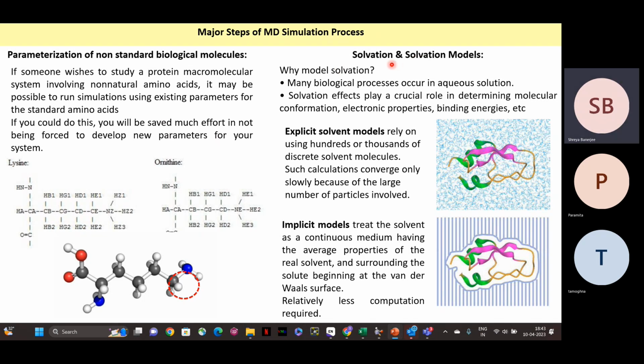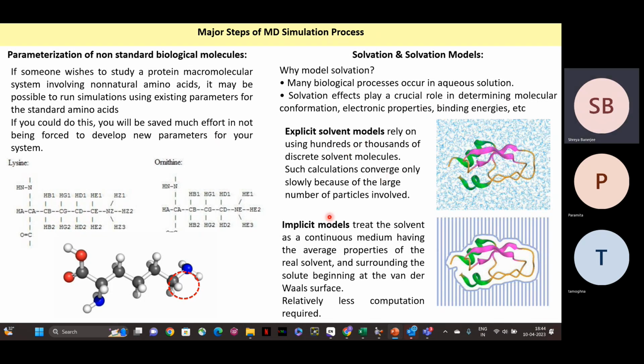Next, we have to look at the solvation models. So why is solvation required? This is because many biological processes occur in aqueous solution. Most of the proteins are folding in the cellular environment, which is a mostly aqueous environment. So it is not like it is folding in vacuum. So in order to simulate what is happening in reality, we need to create an appropriate solvent condition, because solvation plays a crucial role in the molecular conformation, electronic properties, and binding energies.